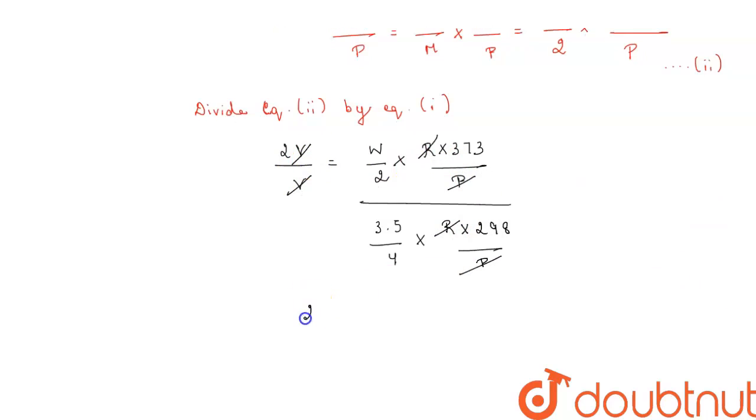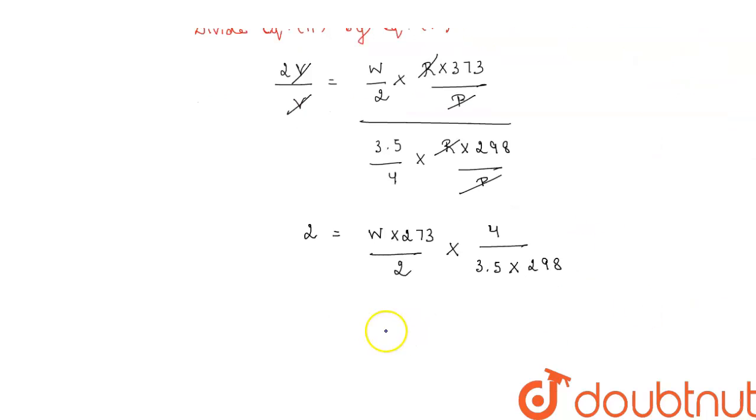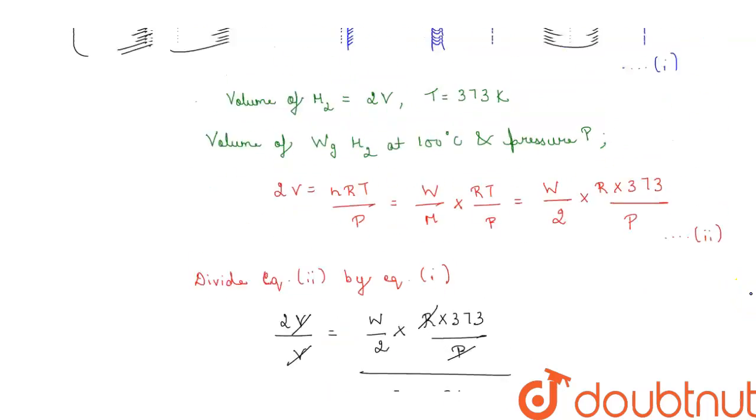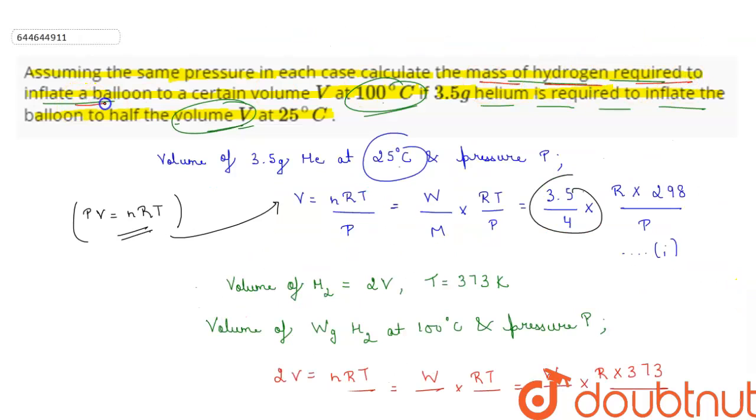This can be written as 2 equals W into 373 by 2 into 4 by 3.5 into 298. Finally, after solving this, we will get the value of W equals 2.796 grams. So therefore, the mass of hydrogen required to inflate a balloon to a certain volume V at 100 degrees Celsius is 2.796 grams. So this is the solution.